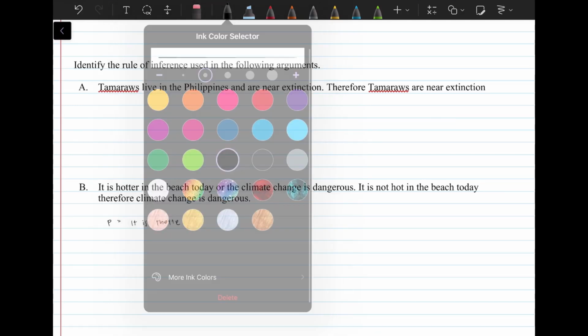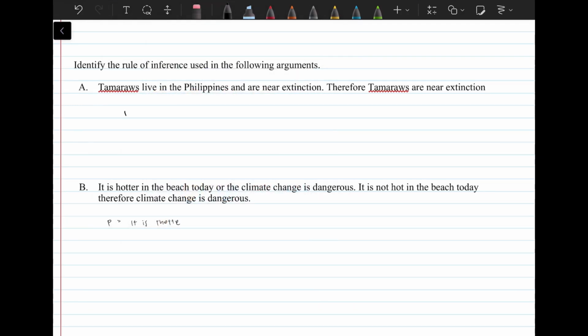Hi, I'm Kurt Valenzuela, and today I'll show you how to analyze arguments and identify what rule of inference they fall under. So for our first statement, tamaraws live in the Philippines and are near extinction. Therefore, tamaraws are near extinction.